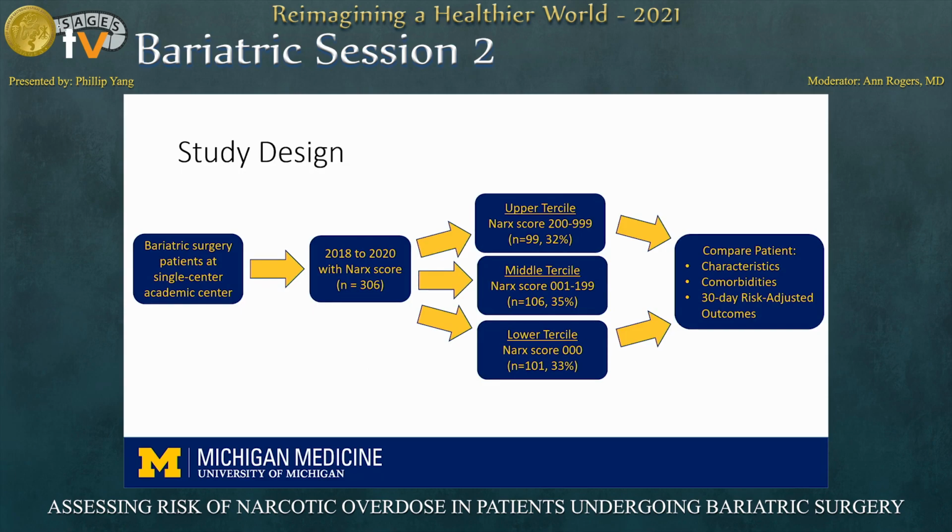So we looked at bariatric surgery patients at a single academic center. We looked at all patients from 2018 to 2020 who had a preoperative NARC score recorded in the patient chart. This came out to a total of 306 patients. We then stratified these patients into terciles, with the lower tercile being patients having a NARC score of 0, the middle tercile being patients with a NARC score of 1 to 199, and the upper tercile with patients having a NARC score of 200 to 999. After stratification, we compared patient characteristics, comorbidities, and 30-day risk-adjusted outcomes between patients in the upper and lower terciles.